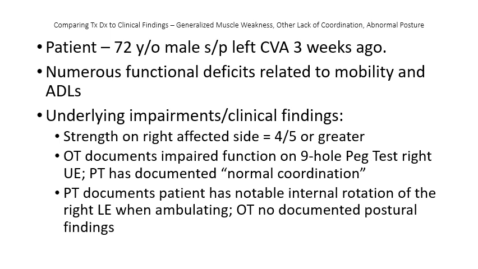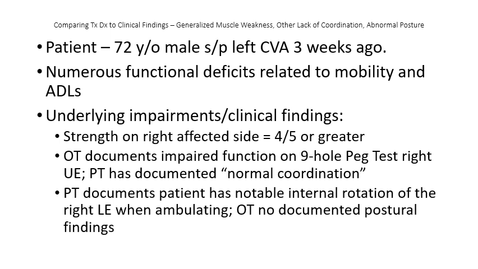A lot of times I've seen issues with evaluations where therapists use diagnoses that have no clinical backing, and that's problematic. So we're going to look at a two-discipline case where both PT and OT were in, and both used the same three treatment diagnoses: generalized muscle weakness, other lack of coordination, and abnormal posture.